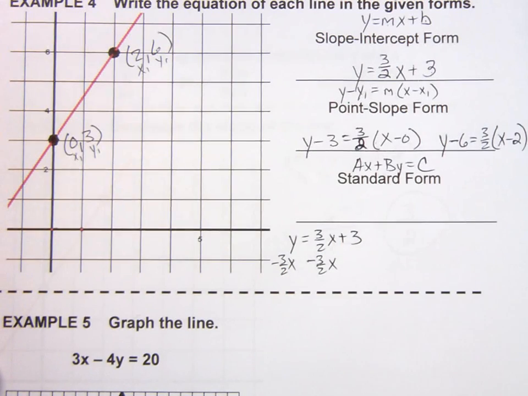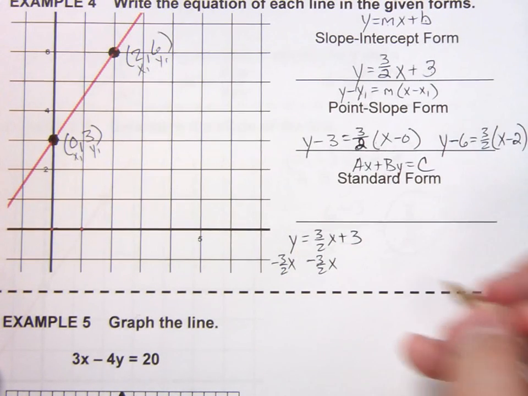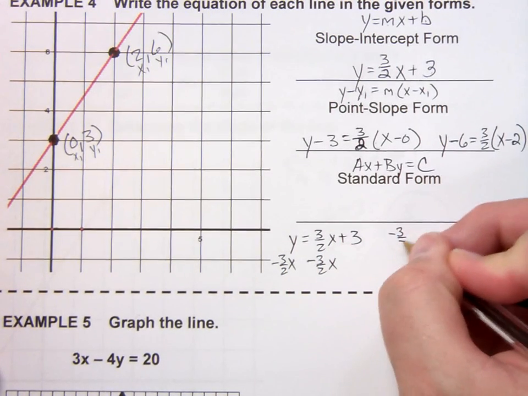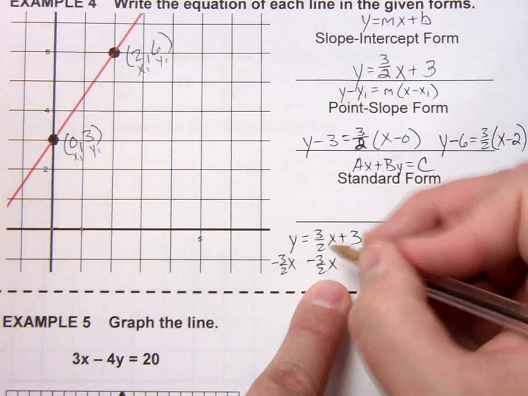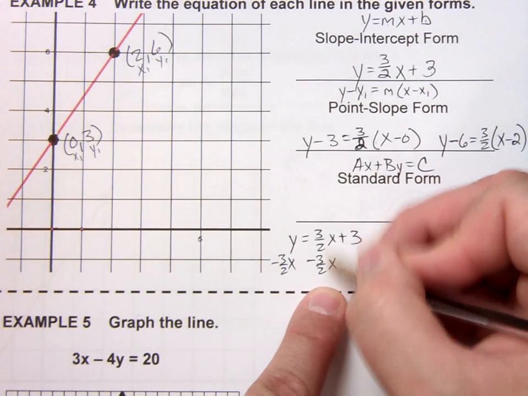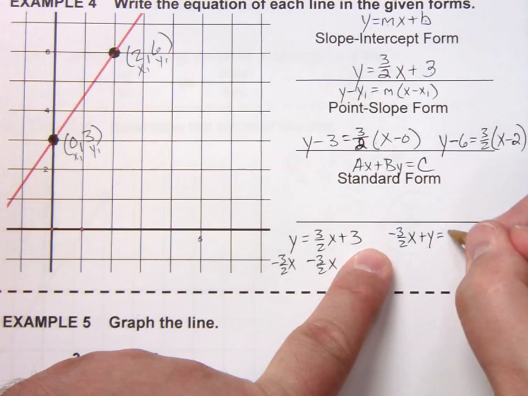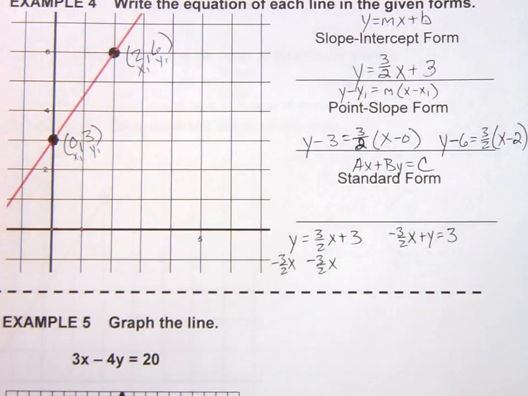And so on the left side of the equation, I now have negative 3 over 2x. I have a positive y. On this side of the equation, I got rid of that, because when I subtract, I get 0. So the only thing left on this side is 3. So that's where I'm at now. So I got it in that order, ax plus by equals c.